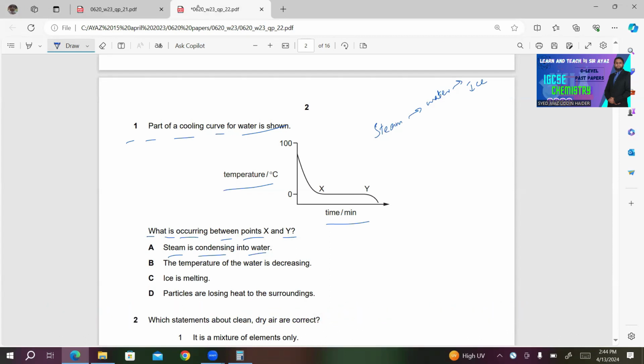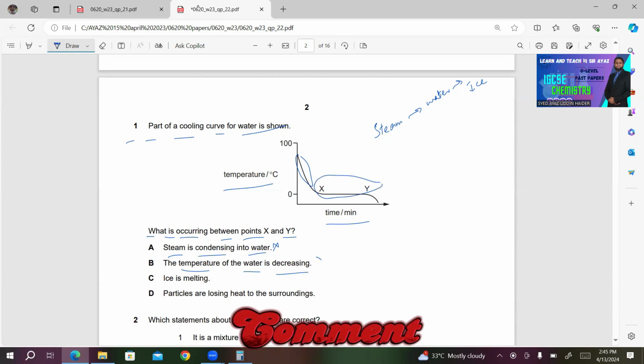The temperature for steam is 100 degrees centigrade, and if you see the graph, this point is not touching 100 degrees centigrade. So it can't be the steam. It must be liquid water. So this can't be the right statement. B, temperature of the water is decreasing. Now, this is a cooling curve of water, which means we are converting steam into ice. So between points X and Y, there's no change in temperature. You see this point, there's no change in temperature, so the temperature is not decreasing.